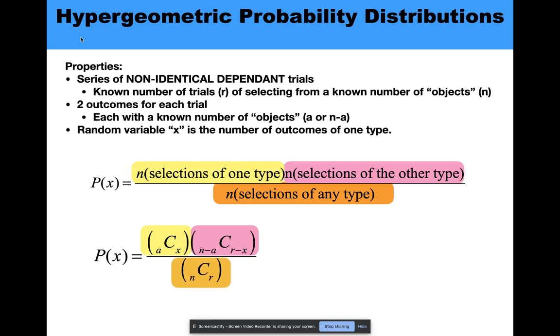Okay, so again, everything in yellow there is considered the success. It's the one type of thing you're looking at, and it's just the number of ways you can choose however many you want. The number in pink is just whatever is not a success. Again, some people call that a failure. So looking at the other type of outcome.